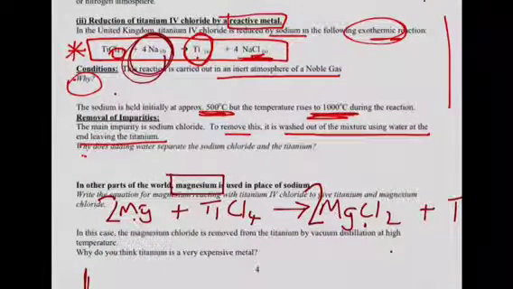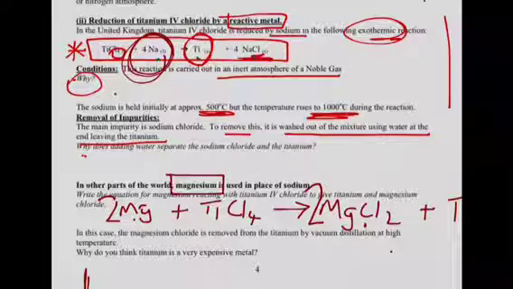Then, once we've got our titanium chloride, TiCl4, to reduce it, we use sodium, and you can see because the sodium ends up as plus 1, we need 4 sodiums to react with titanium chloride, and that gives us 4 NaCl and then the titanium.